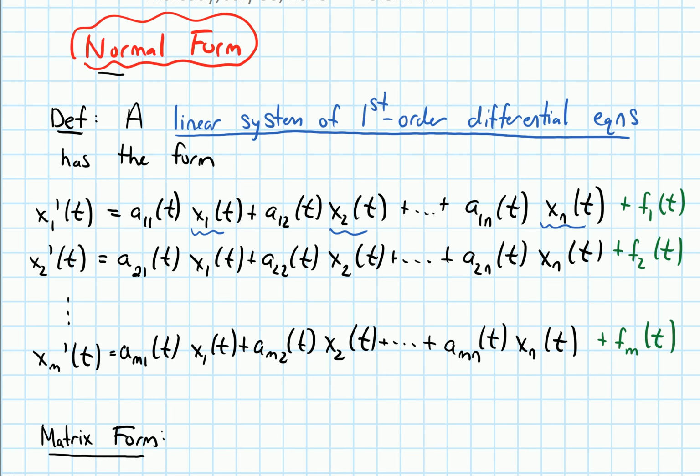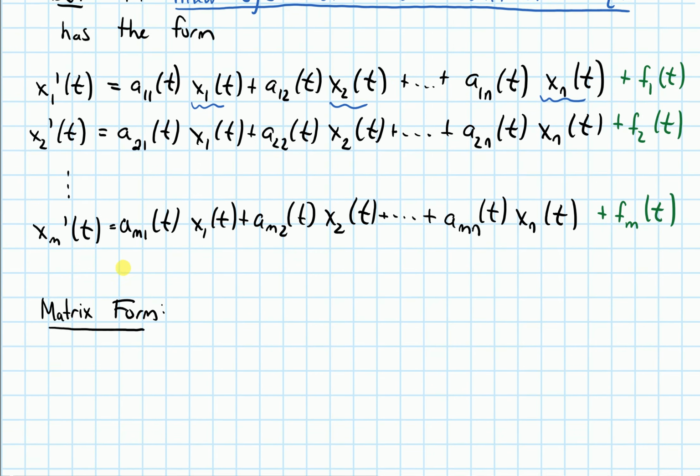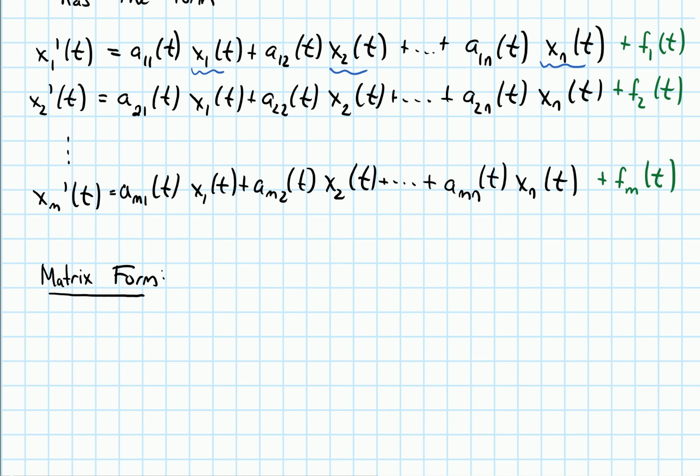So if we have a linear system of equations that looks like this, I can convert it to matrix form, like we saw in the last video. The left-hand side, if we put that in matrix form, would become a vector. It would be x1 prime of t, dot dot dot, up until xm prime of t. So that's what the left-hand side would become.